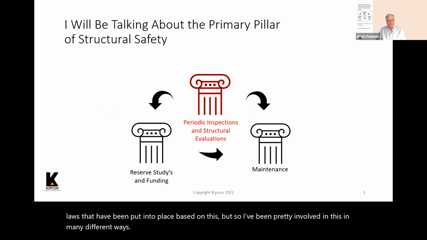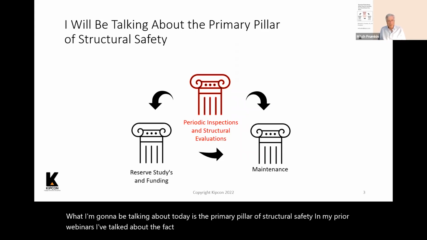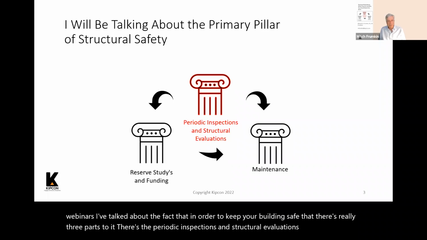What I'm going to be talking about today is the primary pillar of structural safety. In my prior webinars, I've talked about the fact that in order to keep your building safe, there's really three parts to it. There's the periodic inspections and structural evaluations. There's maintenance and reserve studies and funding.